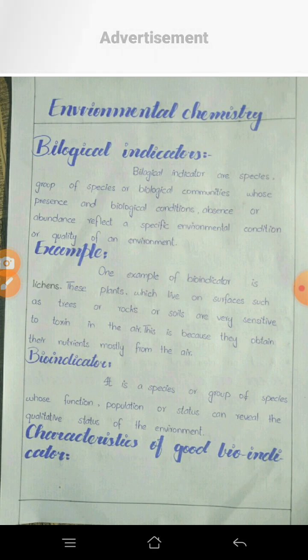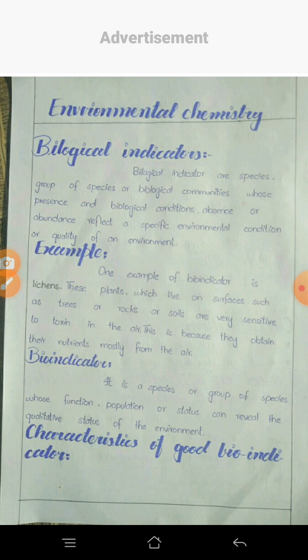Biological indicators are species or groups of species whose presence or absence can reflect a specific environmental condition or quality of an environment. One of the best examples of a biological indicator is lichen. Lichen are a complex life form that is a symbiotic partnership of two separate organisms, a fungus and an alga.